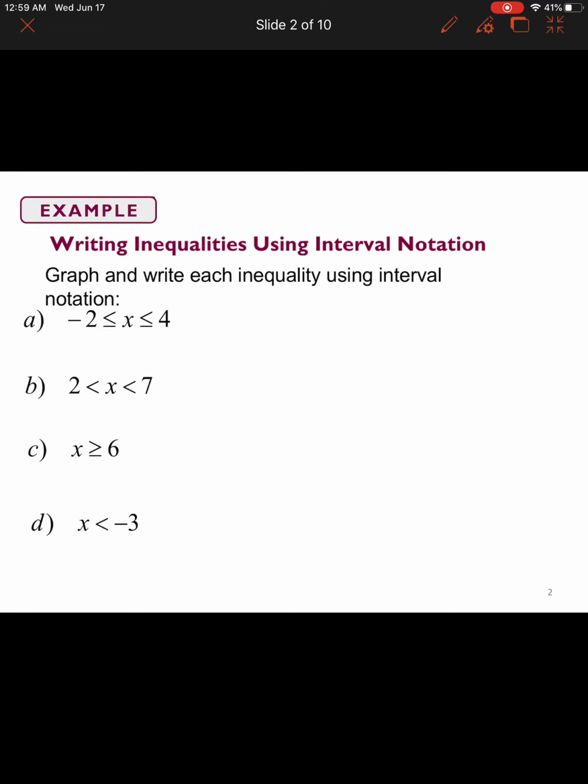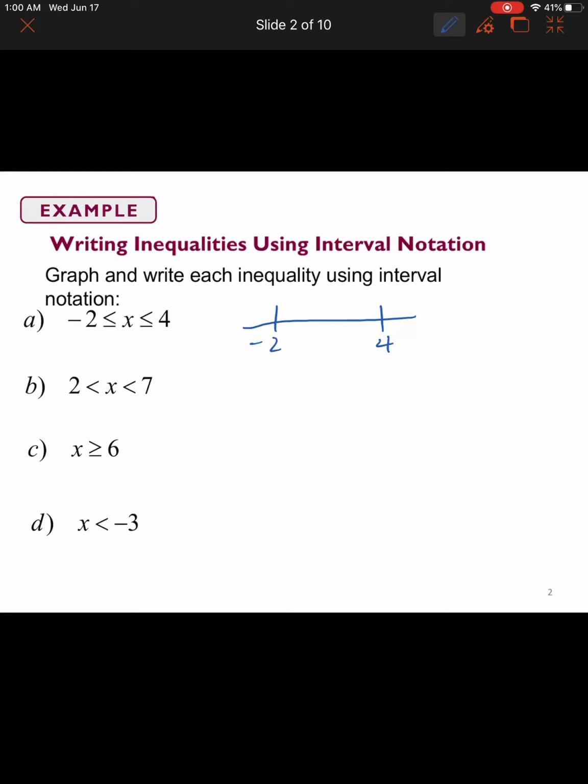Okay, it wants us to write each inequality using interval notation. So the first thing I want you to do is graph it and do interval notation. All you need is these two numbers. You have -2 and 4, and you write them in order from least to greatest, going from left to right. Now you see those inequalities around that x are not strict inequalities, so that means you're going to get a bracket.